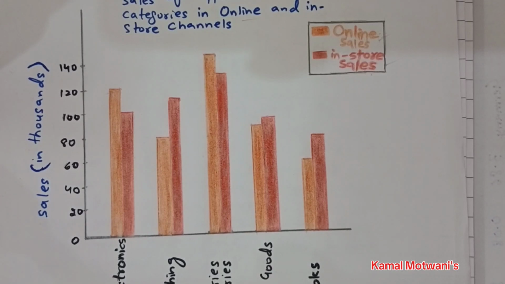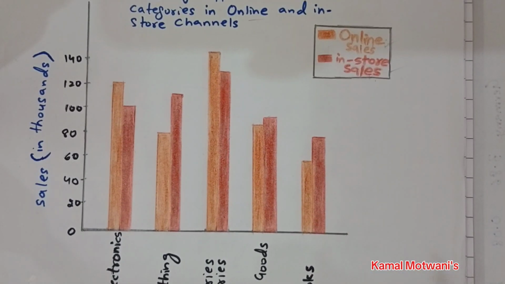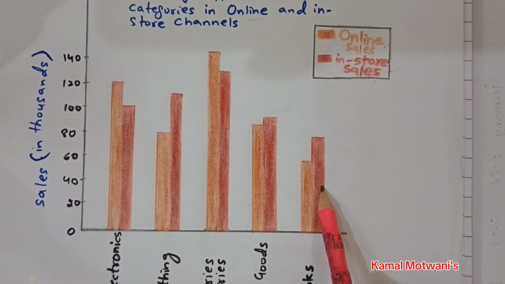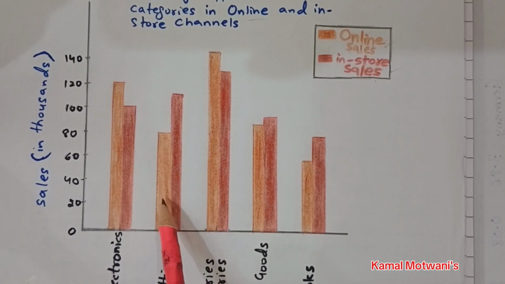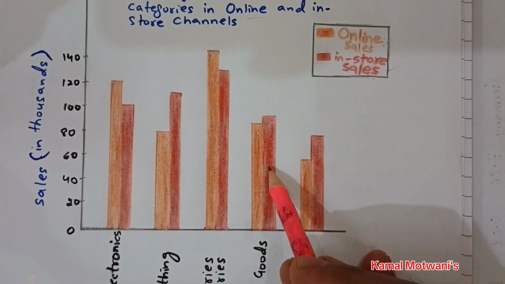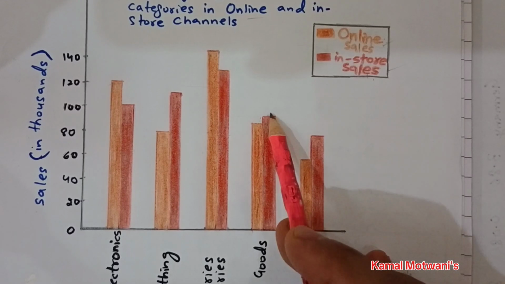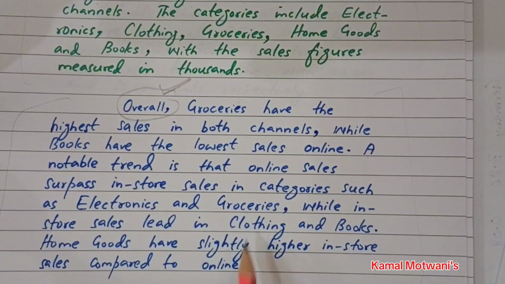Then what are the categories in which in-store sales are higher than online? So these categories are books, where in-store sales are higher than online, and then the other is clothing, where in-store sales are higher than online sales. And the last one that is remaining is home goods. So there we have written in-store sales are slightly higher than online sales. That is how a comprehensive overall view is written.